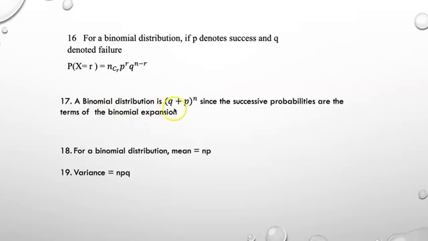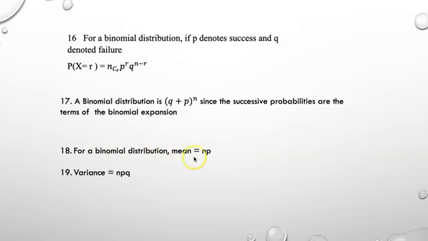Now a binomial distribution is defined as (q plus p) whole raised to n, since the successive probabilities are the terms of the binomial expansion. If I expand (q plus p) whole raised to n using binomial theorem, I will get these probabilities of each term. Probability that x equal to 1 will be nC1 p raised to 1 q raised to n minus 1 and so on. Now coming to the mean and variance.